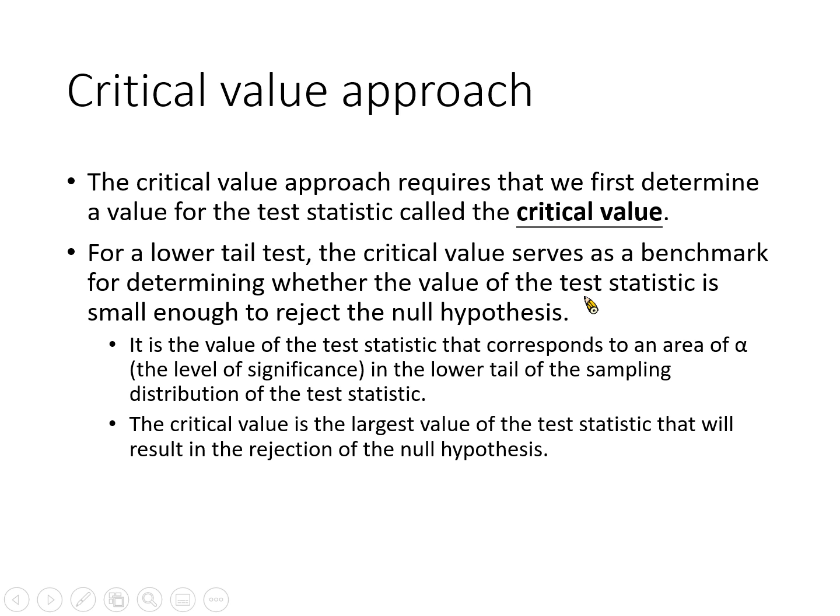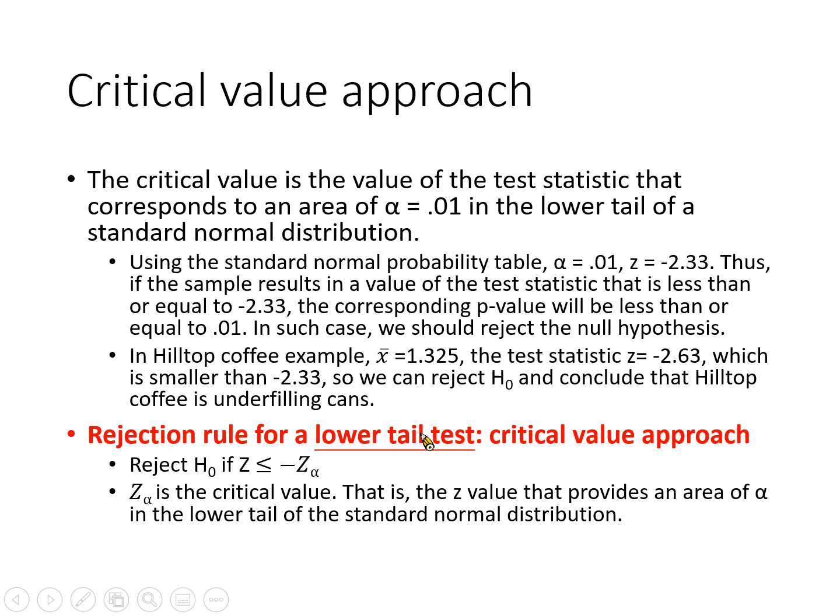So for a lower tail test, the critical value will serve as a benchmark for us to determine whether the value of the test statistic is small enough to reject the null hypothesis. It is the value of the test statistic that corresponds to an area of alpha in the lower tail of the sampling distribution of the test statistic, and the critical value is the largest value of the test statistic that will result in the rejection of the null hypothesis.